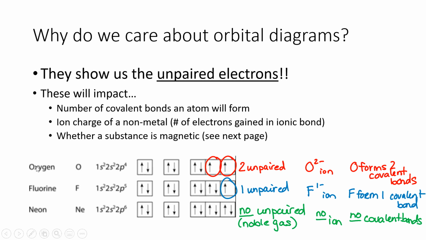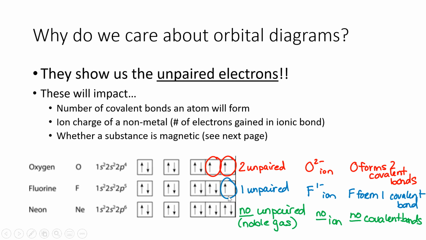If we look at these examples down here, oxygen has 2 unpaired electrons, and when it forms an ionic bond, it tends to form a -2 ion. And when it does covalent bonding, it tends to form 2 covalent bonds. In ionic bonding, an oxygen atom will tend to gain 2 electrons to fill up this subshell. And when it does covalent bonding, it's got these 2 unpaired electrons that are available to pair up with electrons in another atom to form bonds.